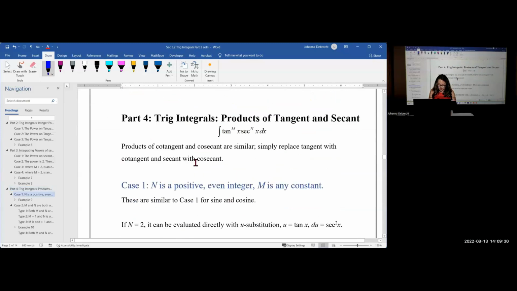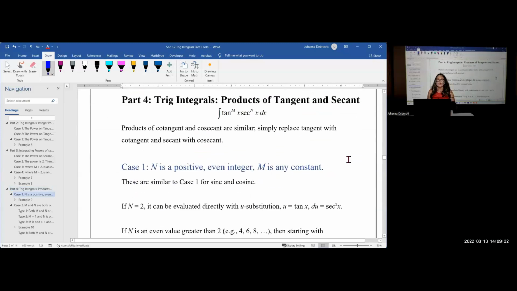So now we're ready to look at part 4, which is officially products of tangent and secant, which we've pretty much already dealt with, but we'll go through it just to make sure that you're up on all possible different variations of these. So products of cotangent and cosecant would be similar. You just replace tangent with cotangent, secant with cosecant. Be careful with the derivatives, they'll have negatives involved.